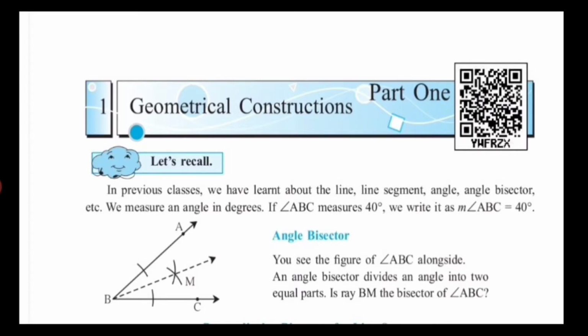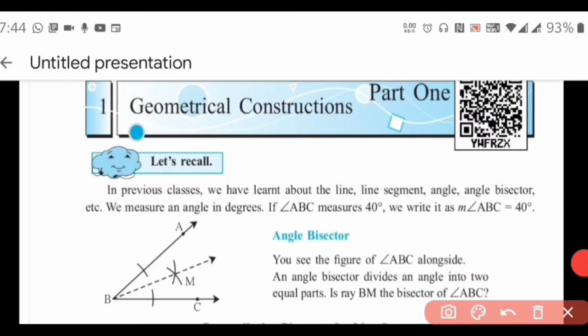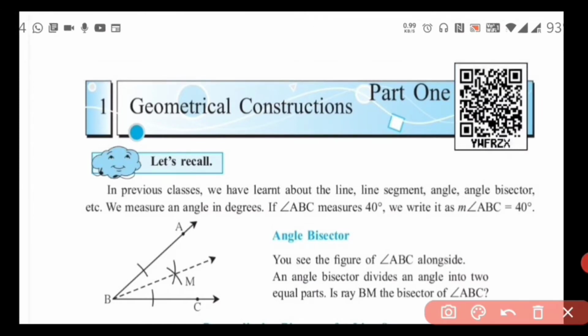For that, what we have to do, we will first measure angle ABC by using our protractor. If measure angle ABC is 40 degree, then this ray BM divides angle ABC into two equal angles. Which are those two equal angles? We can see here, it is angle ABM and angle CBM. They are these two angles we have to measure.